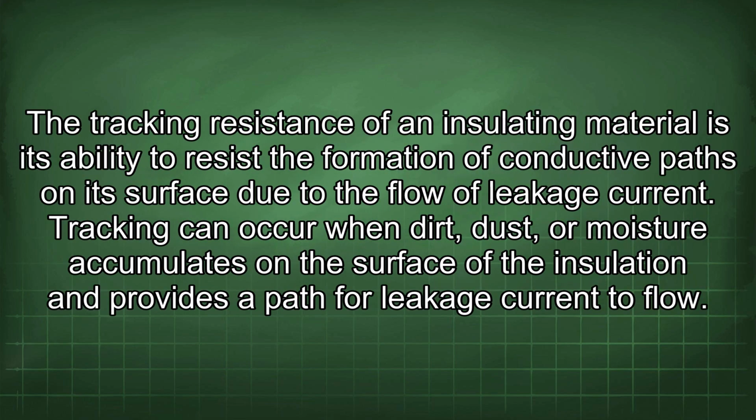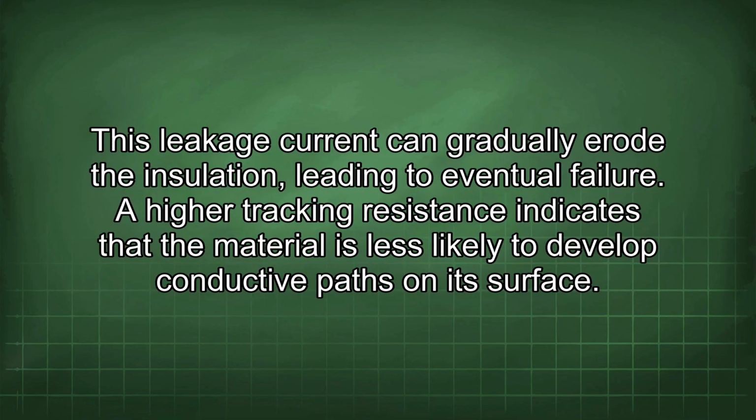The tracking resistance of an insulating material is its ability to resist the formation of conductive paths on its surface due to the flow of leakage current. Tracking can occur when dirt, dust, or moisture accumulates on the surface of the insulation and provides a path for leakage current to flow. This leakage current can gradually erode the insulation, leading to eventual failure. A higher tracking resistance indicates that the material is less likely to develop conductive paths on its surface.